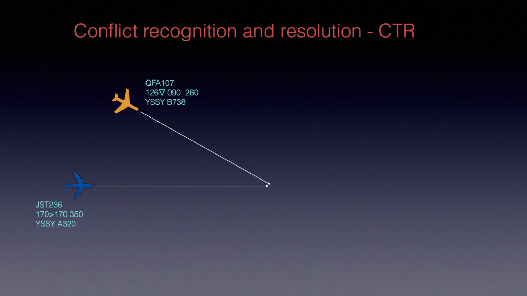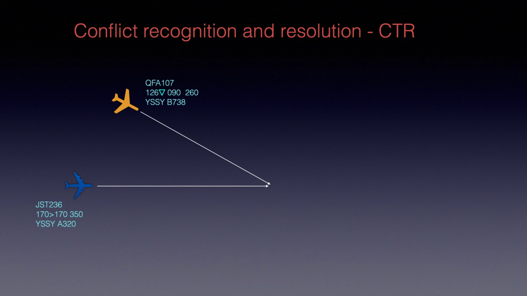Okay, consider this scenario. You've got Qantas 107 up the top there, and he's flying at 126. Sorry, he's been given descent to 9,000, and you can see that indication between 126 and 090. You can see he's on descent, so he's left flight level 126, and he's descending to 9,000, and he's only doing 260 knots, and he's a 737-800. And you've got the other guy, Jetstar 236, and he's maintaining flight level 170. You can see he's there. And he's doing 350 knots ground speed, and he's an Airbus.